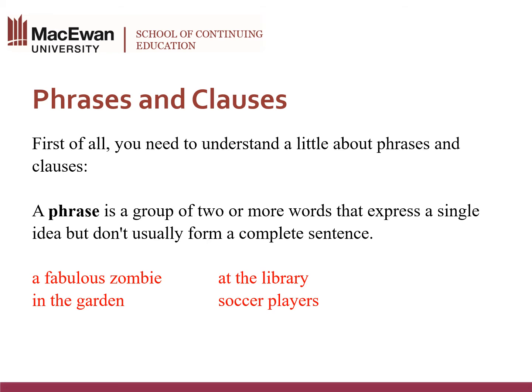So first of all, you need to understand a little bit about phrases and clauses. A phrase is a group of two or more words that express a single idea, but don't usually form a complete sentence. So you'll notice there's no verb here. A fabulous zombie, at the library, in the garden, soccer players. These are groups of words that have a meaning, but there's no verb, so they cannot be a clause. They are phrases. They are pieces of sentences.